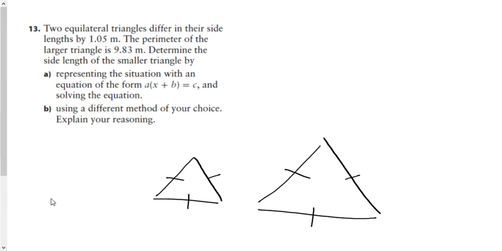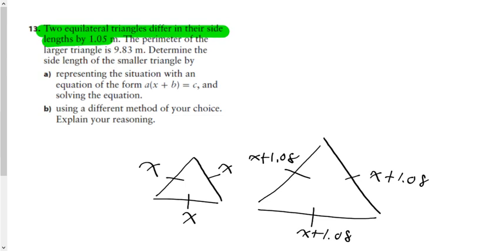Now, from experience, I know here's what I'm going to do. I'm going to make the smaller one x, x, and x. Okay? And if the bigger one differs in side by 1.05 meters, then each of those sides is going to be x plus 1.05. And right now, all I've done, I haven't read anything else. All I've done is I've addressed with a picture what I've just highlighted in green. I've made two equilateral triangles that differ in their side lengths by 1.05 meters.